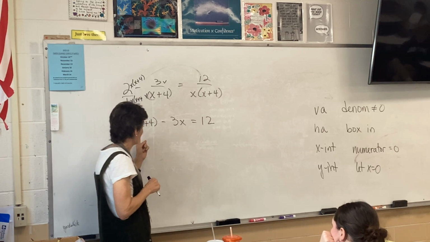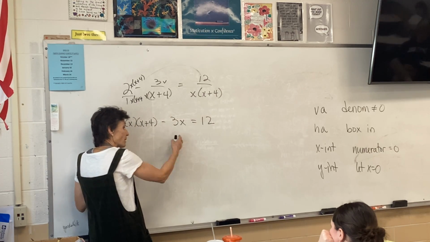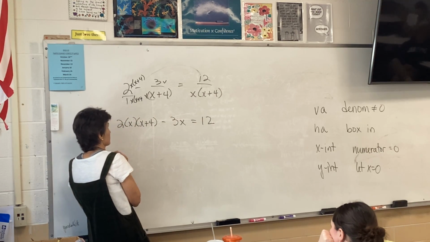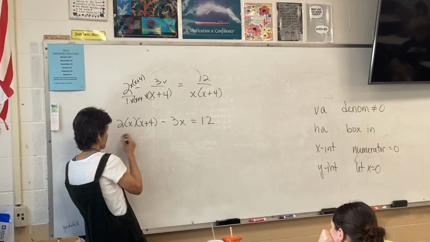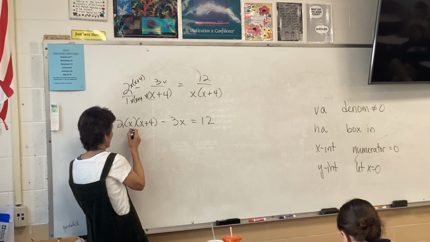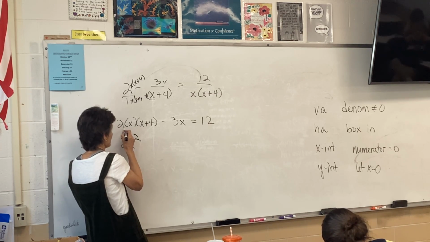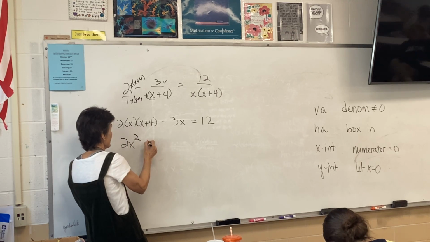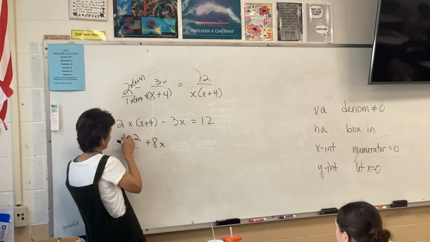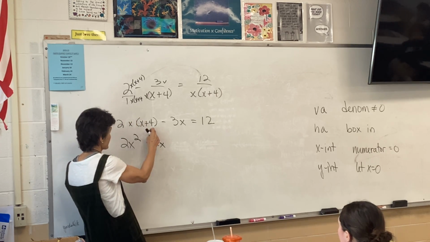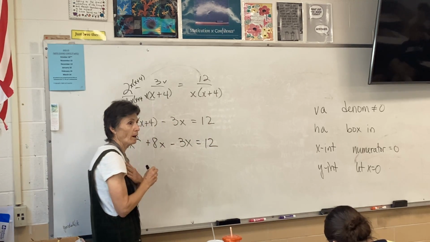Now, what would I do next? I don't remember where we got in this problem, so I'm just going to start here. What do we do now? What would I do next? Distribute. So this is going to be 2x times x, so that's 2x squared. And 2x times 4, that's 8x. 2x times x and 2x times 4, minus 3x equals 12. Okay, then what?